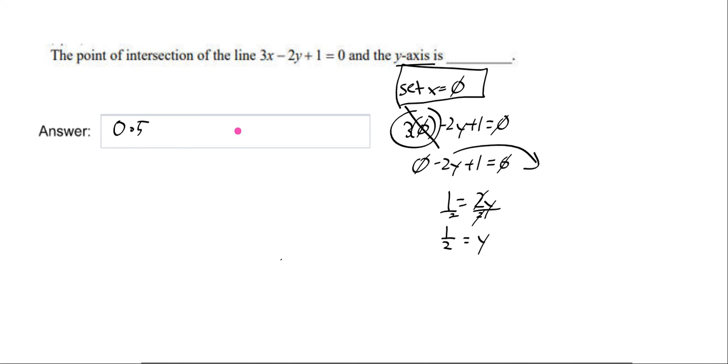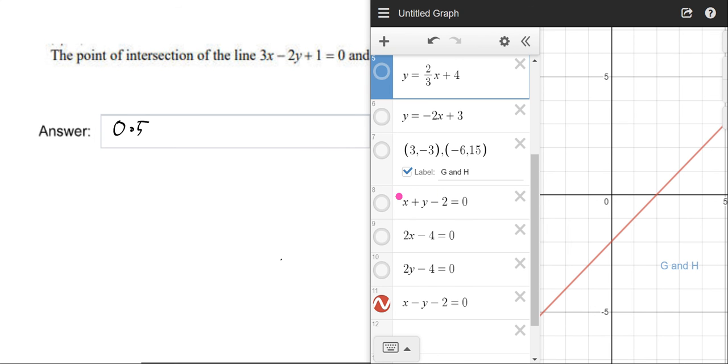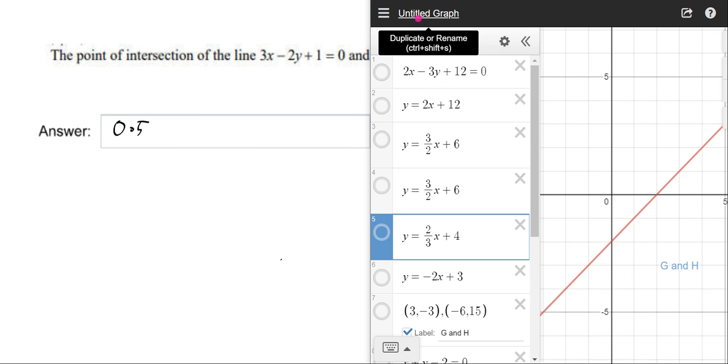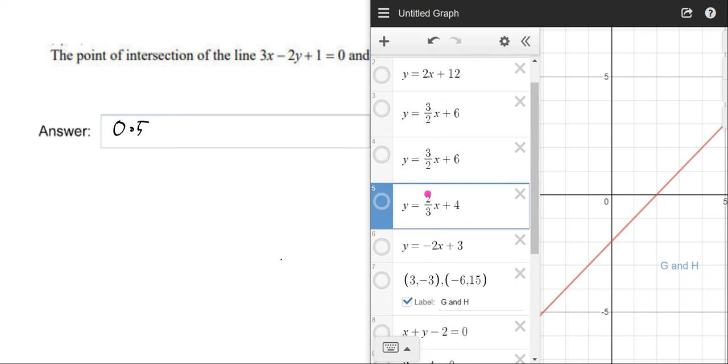The other way would be to graph it and to just look at where the y-intercept was. It's also at 0.5 if we graph it. Wonder if I have that up. No, I graphed a bunch of stuff in preparation, but I guess not this.